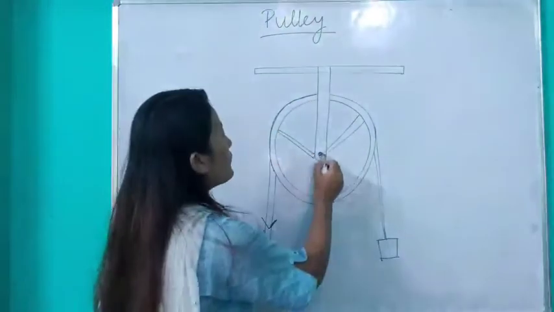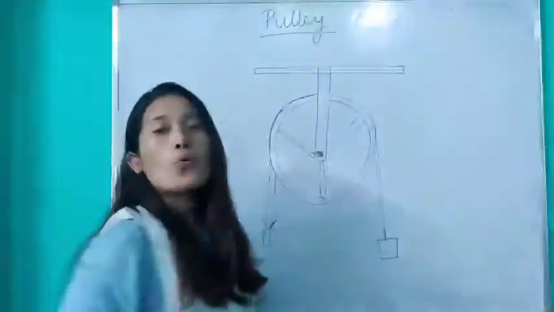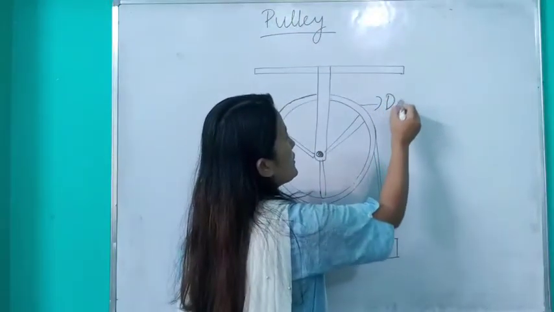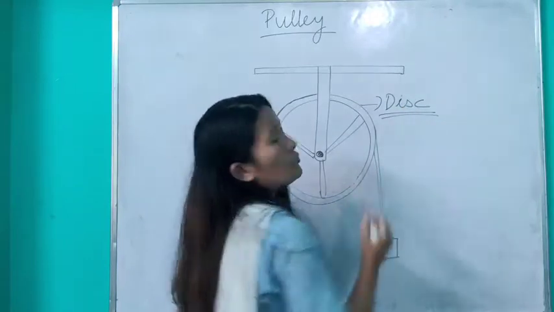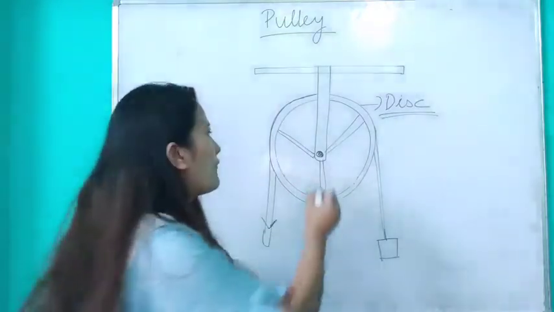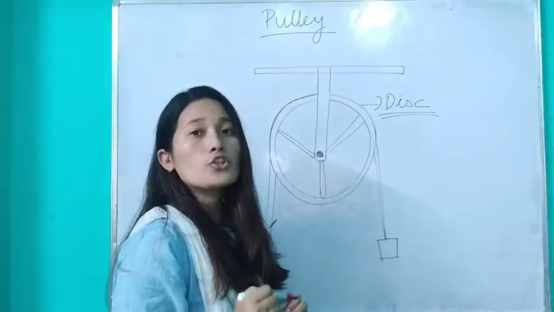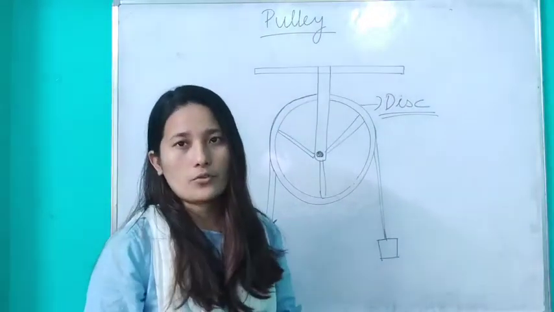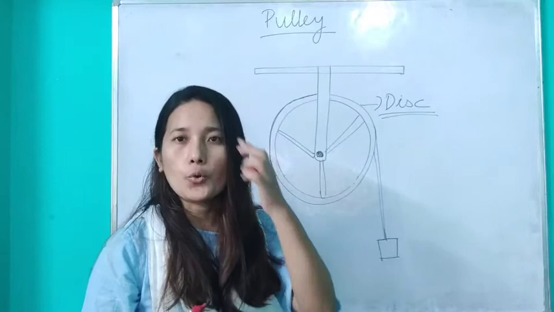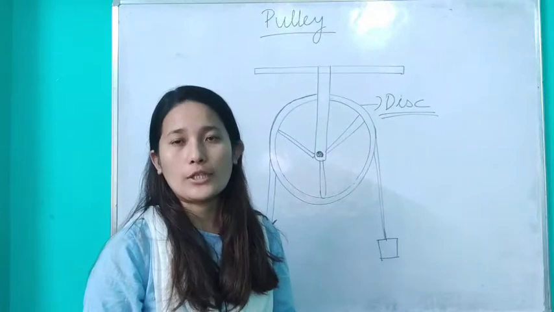And you have an axle around which your wheel rotates. Here you will term it as disc. This circular portion which resembles a wheel you will term as disc. And you have an axle and a grooved rim on the disc, on which your rope is wound around. Through the help of that rope only you will be lifting the load. So this is about the parts of a pulley.